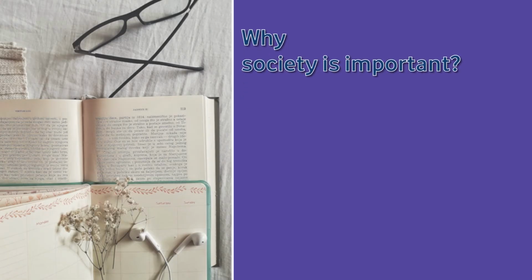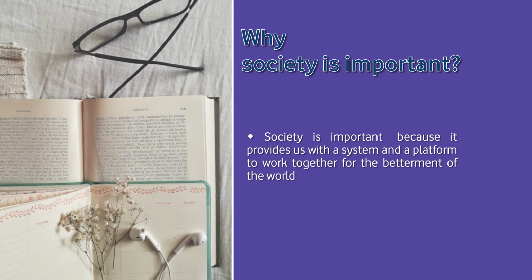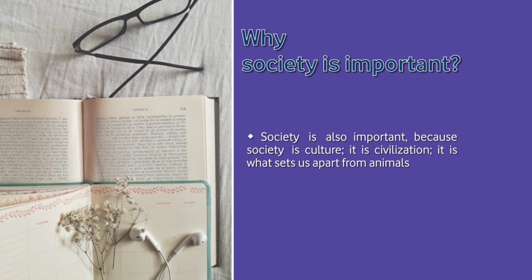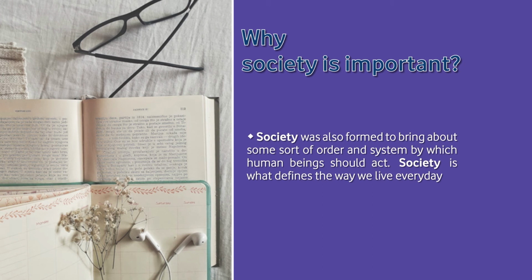And why is society important? Well, society is important because it provides us with a system and a platform to work together for the betterment of the world. Society is also important because society is culture, it is civilization, it is what sets us apart from animals. Society was also formed to bring about some sort of order and system by which human beings should act. And society is what defines the way we live every day. This is just a nutshell of what the meaning of society is and why society is important.